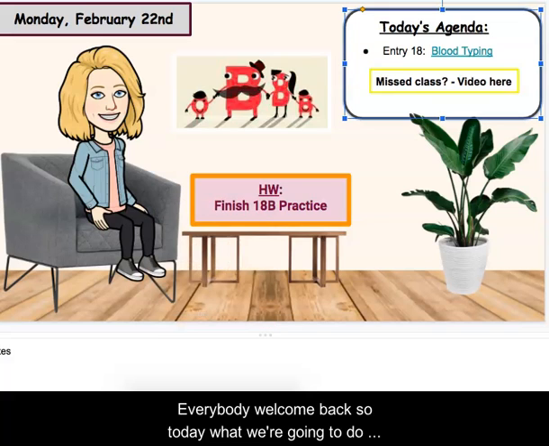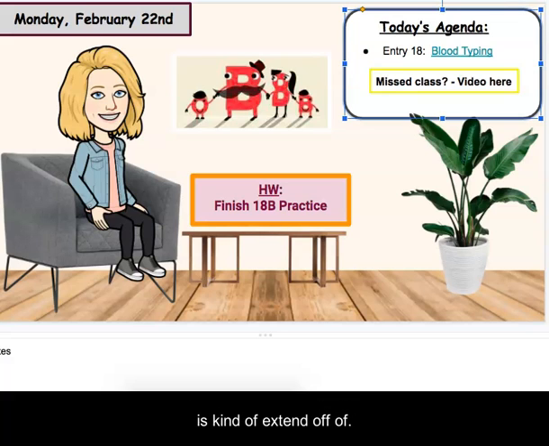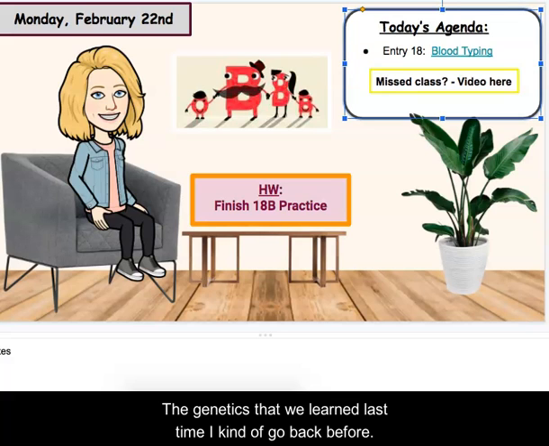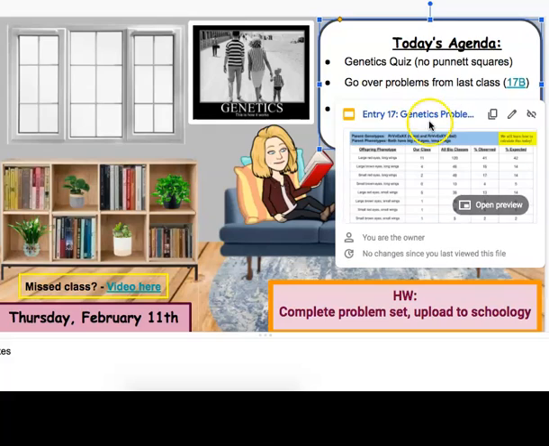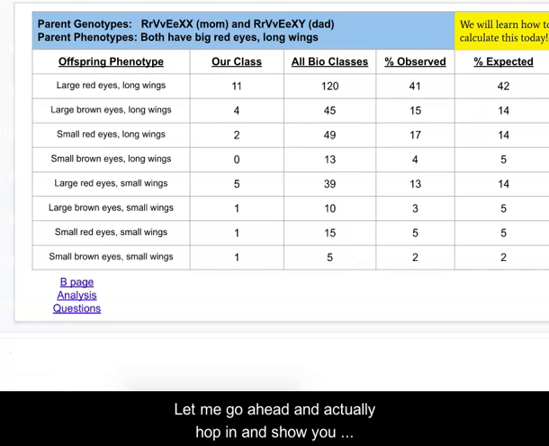Everybody, welcome back. So today what we're going to do is extend off of the genetics that we learned last time. If I go back before break, we did some genetics problem solving. So your task was to pick, let me go ahead and actually hop in and show you.